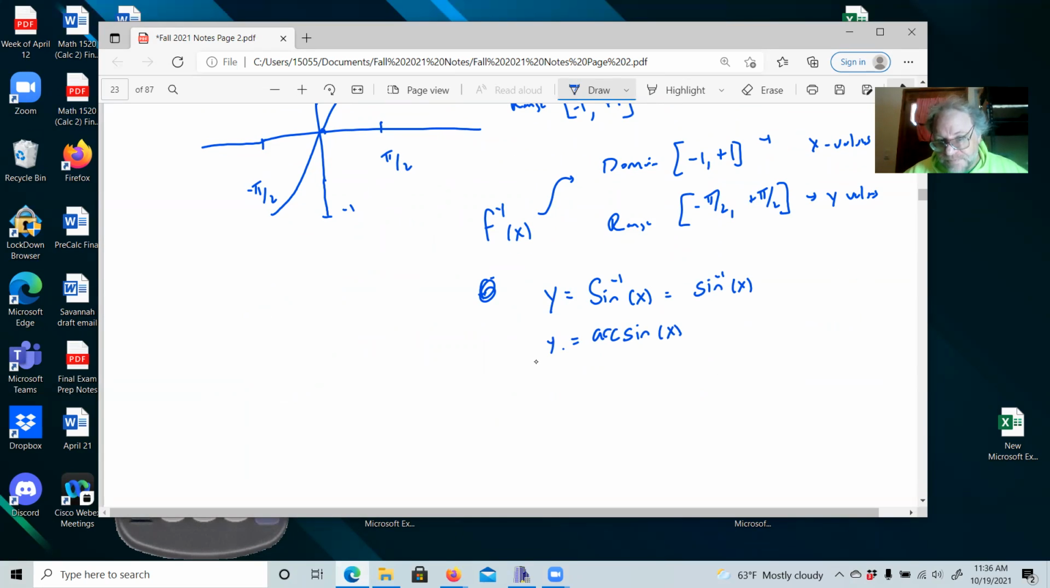Because I need LaTeX and special editors to put that exponent where I want it, I will often use arcsine to signify inverse sine. But these are both pretty common notations, so you really should know both of them. So that's our inverse sine. Now we know what our domain is, we know what our range is.